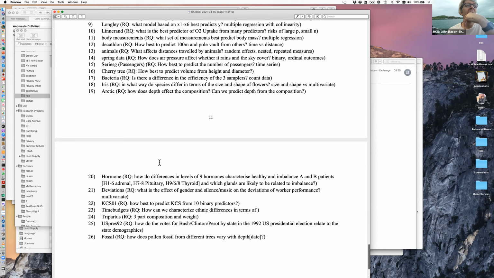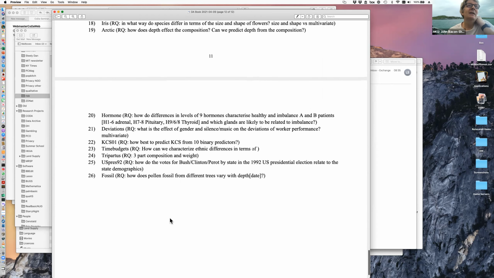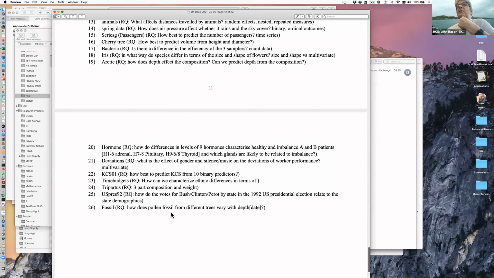Okay, I have some other data sets in the set. The hormonal one, deviations, the KCS, time budgets, tripartite, US presidential election, the fossil. We can look at any one of these.